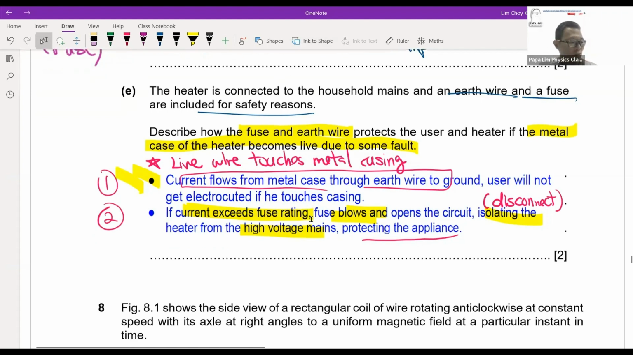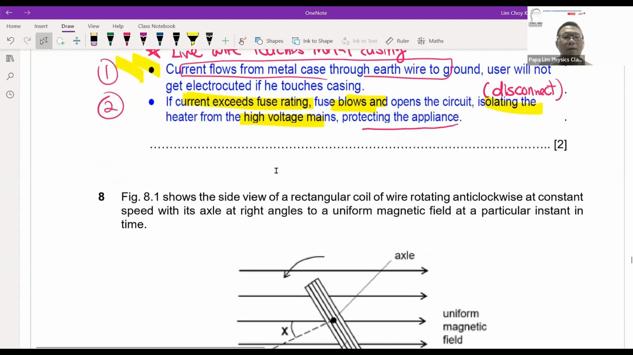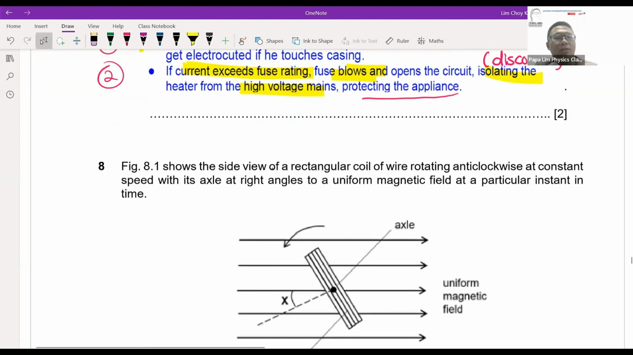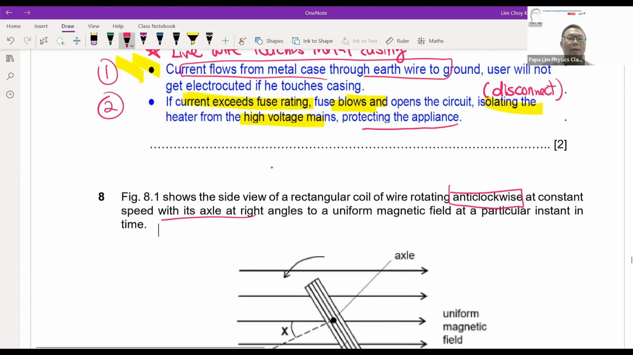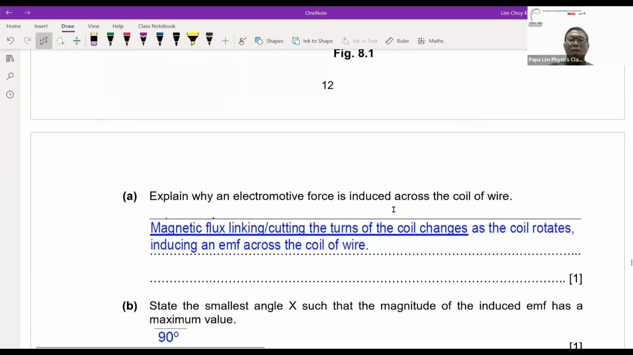Now for question 8 here, we are looking at magnetic field lines rotating. Based on the question, it is rotating anti-clockwise at a constant speed. Now, part A here: explain how the EMF is induced. I would say this is quite a standard question. Okay, now EMF induced is what we call your Faraday law.